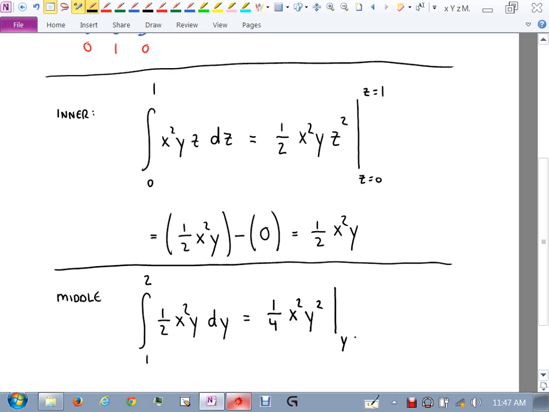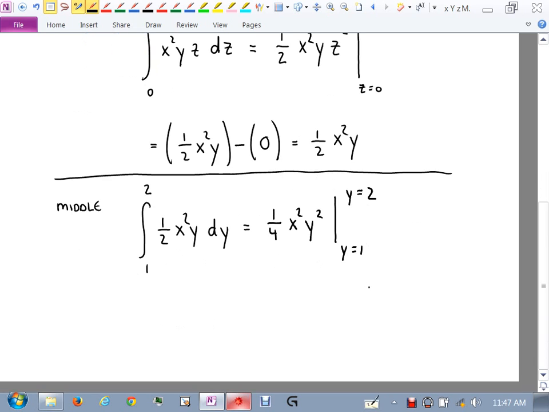And now y is 1, y is 2. If we plug in 2 for y, 2 squared is 4, 1/4 of 4 is gone, so you just get x squared. If I plug in 1 for y, I should just get 1/4 x squared. Everybody follow what I'm doing? It's very mechanical. There's not a lot of magic happening here. Yes? And now x squared take away 1/4 x squared is 3/4 x squared.